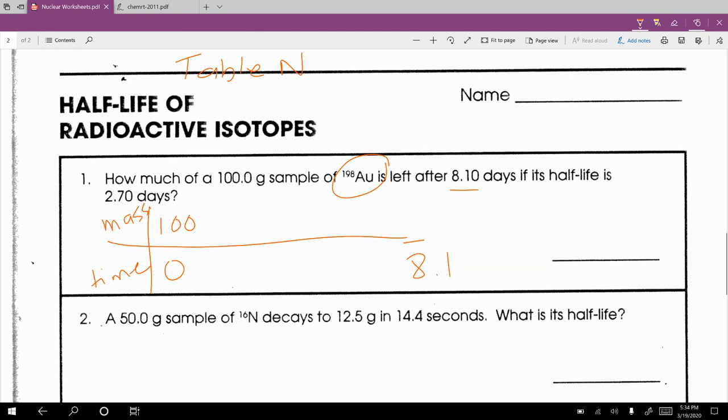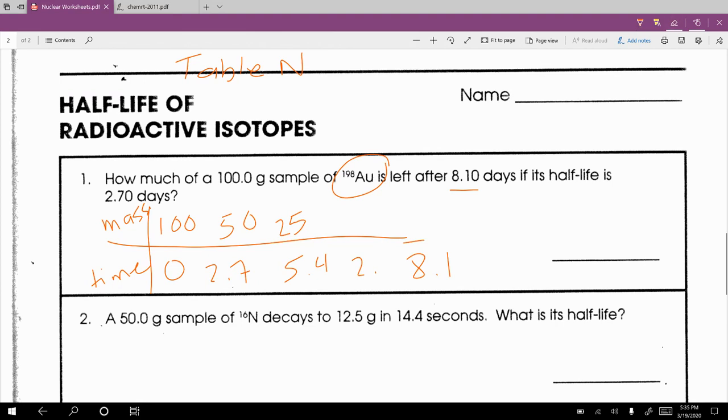That means that every 2.7 days, that 100 grams gets cut in half. So at time 2.7, we now have 50 grams. Then another 2.7: if I do 2.7 plus 2.7, that will be 5.4. You're going to have a calculator handy with you when you're doing these problems. Then that 50 grams becomes 25 grams. Then to that 5.4, we're going to add another 2.7.